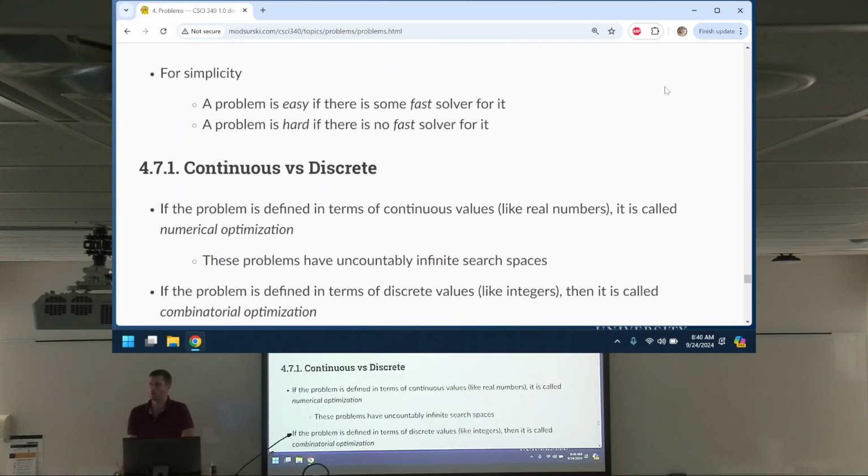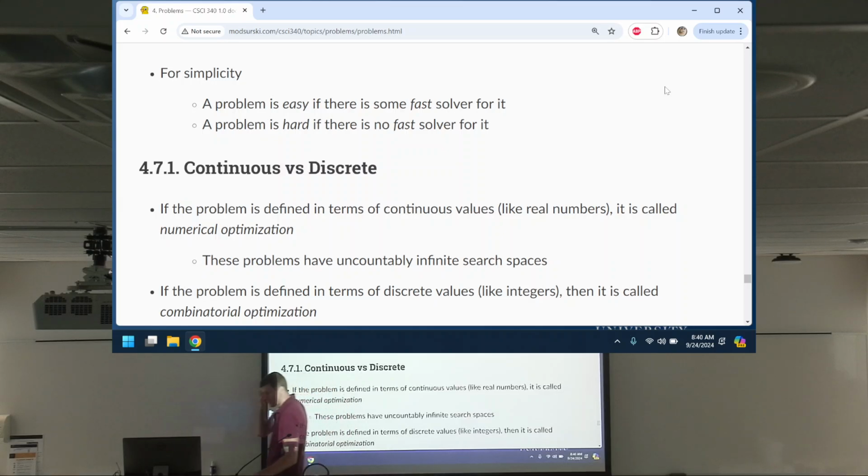And a hard problem is one where we have no good way to solve it. So if we go back to TSP, we saw that it's big O of n factorial. We wanted to get specific: it's the number of cities minus 1 factorial divided by 2. Fine. But it's on the order of n factorial. That's the problem. We don't have a good way to solve it. There's no fast solver.